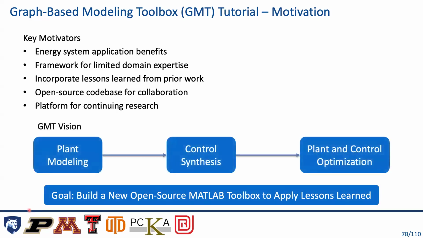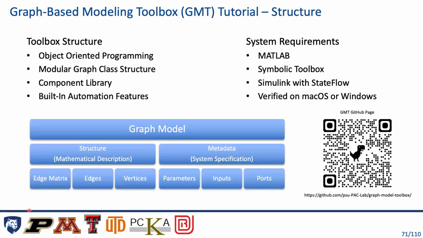The vision for the toolbox starts with plant modeling, moving to control synthesis, followed by plant and control optimization. So a little bit on the structure of the toolbox. We're using object-oriented programming, and this allows us to have a modular graph class structure. So component models and system models have the same structure, and we can use the same methods to operate on that data. With that, there is a component library in the toolbox that has commonly used thermal and electrical system component models. And lastly, there's some built-in automation for those tasks that are commonly used.